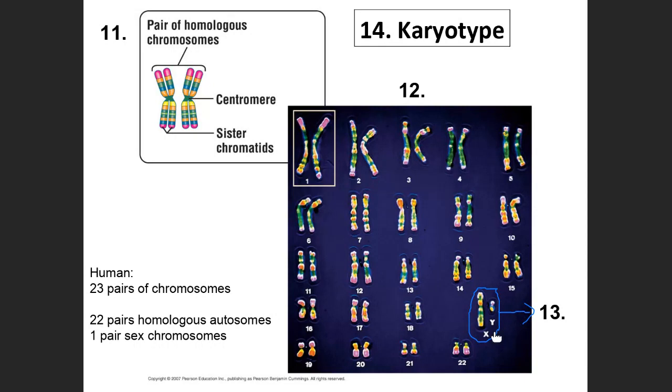So yeah, it would be XX. So technically for a female karyotype, there are 23 homologous pairs. It's just the 23rd pair is the sex chromosomes. Male karyotype, there's 22 homologous pairs. The last pair, which is the sex chromosomes, are not homologous. And we'll talk about these some later, okay?